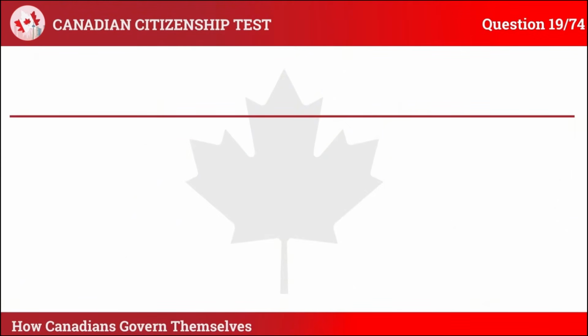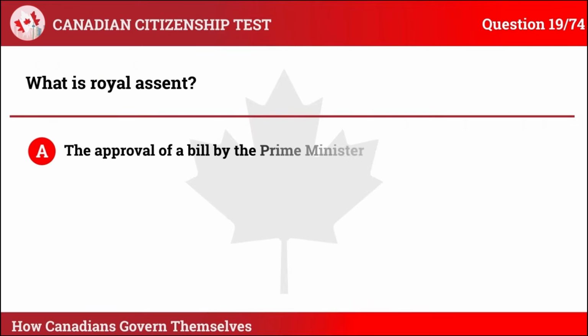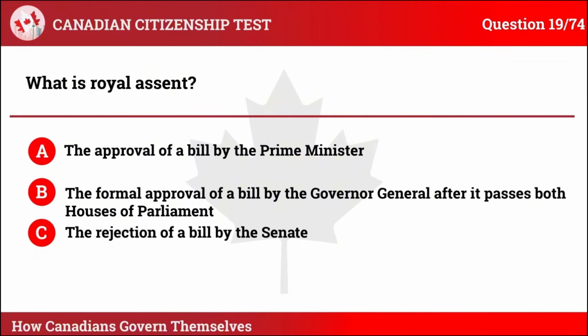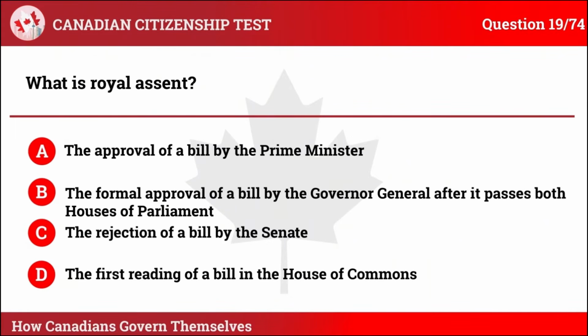Question 19. What is royal assent? A. The approval of a bill by the Prime Minister. B. The formal approval of a bill by the Governor-General after it passes both Houses of Parliament. C. The rejection of a bill by the Senate. D. The first reading of a bill in the House of Commons.